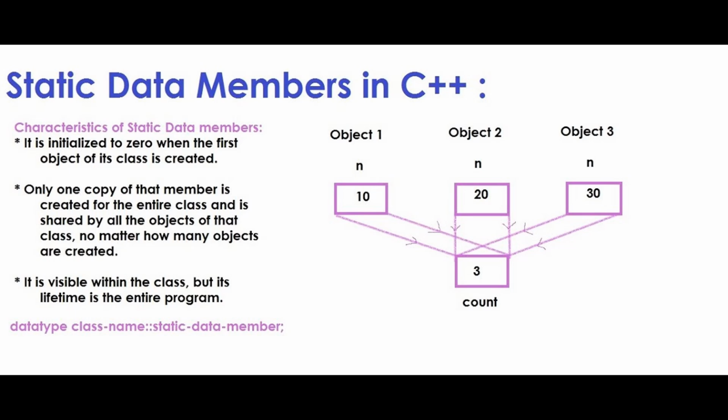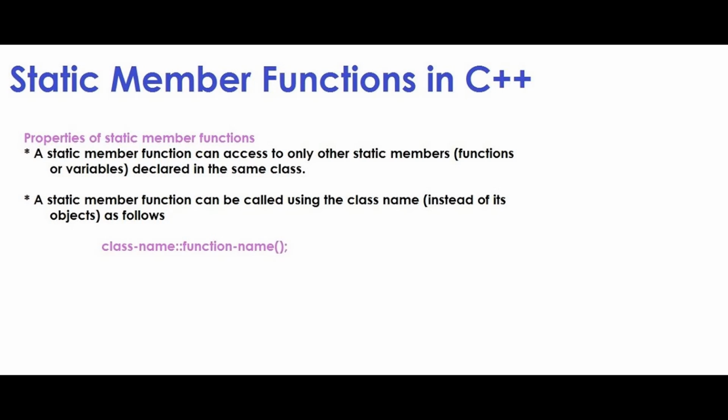Whatever objects you create, in this example object 1, object 2, object 3, and n number of objects can be created. The values of n may be 10, 20 and 30, but commonly there is one copy, that member keeping count of how many objects are created. It is no problem, but only one copy of that member is created for the entire class. It is visible within the class, but its lifetime is the entire program, so for the entire program the value does not change. The syntax is data type, class name, scope resolution operator, static member.